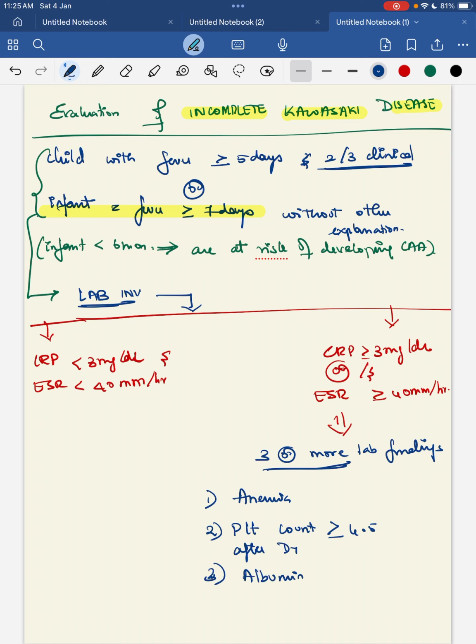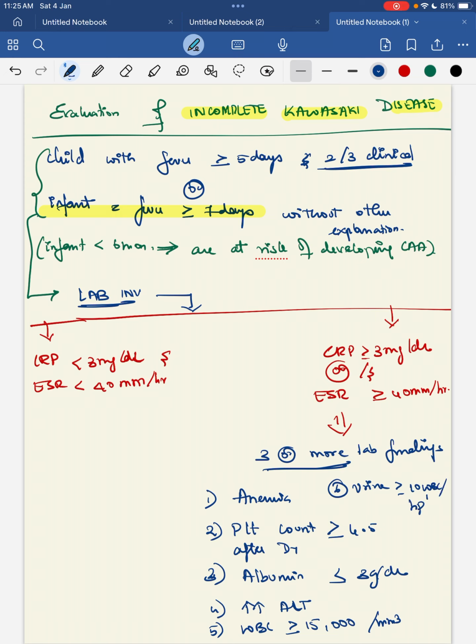So among these 6 laboratory features, if the child is having any 3, then you consider the child to have your Kawasaki ongoing inflammation. Then you're going to treat the child. Okay. Or if the child is positive echo, or any 3 of the following, then also you are going to treat the child. Fine.